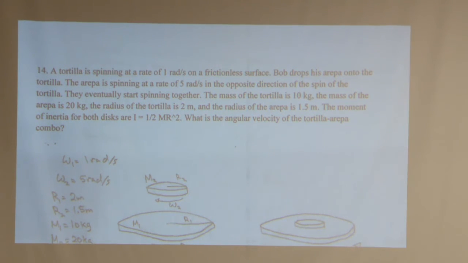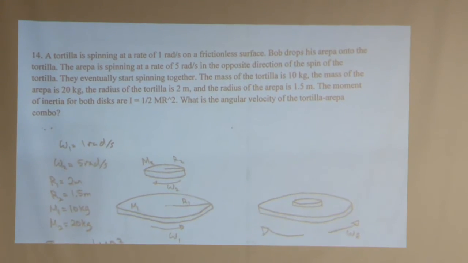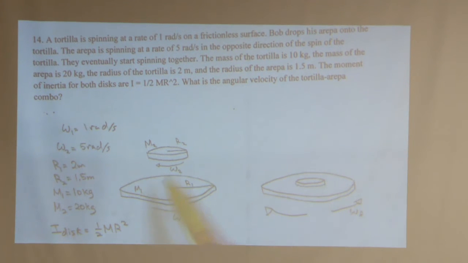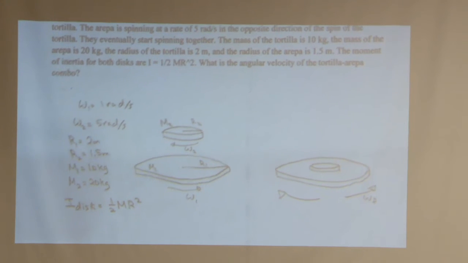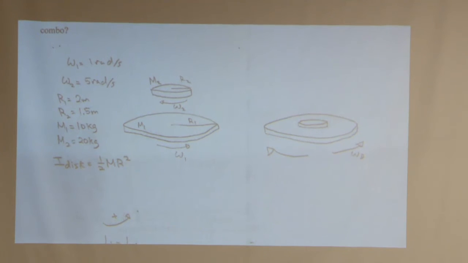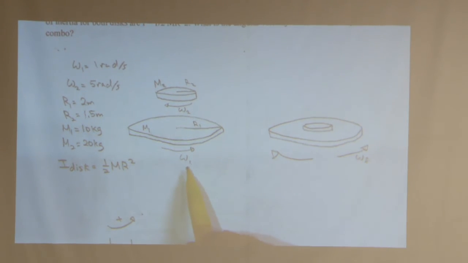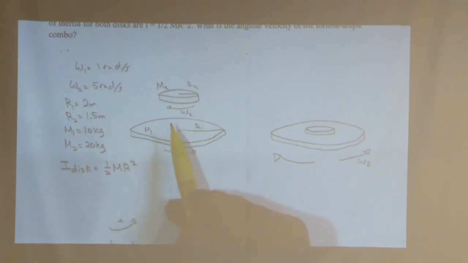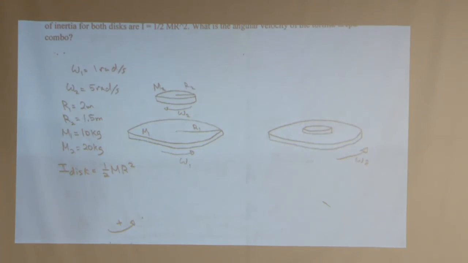All right? So this is going to be very similar to the other one, except for the fact that now the I values are going to be different. And also, if you notice, we have rotation in both directions. So what we need to do is define a positive direction. I defined it as this direction. So omega 1 is in a positive direction, and omega 2 would be in a negative direction. Let me erase this because this is confusing. I'm going to assume that omega f is going to be in this direction.